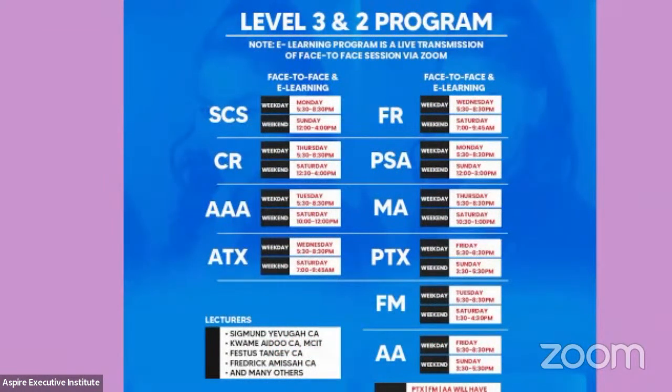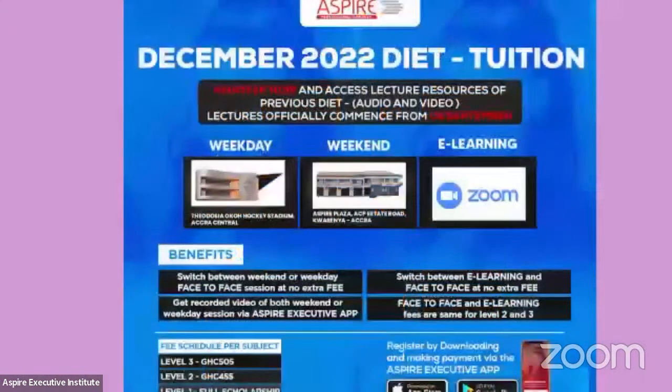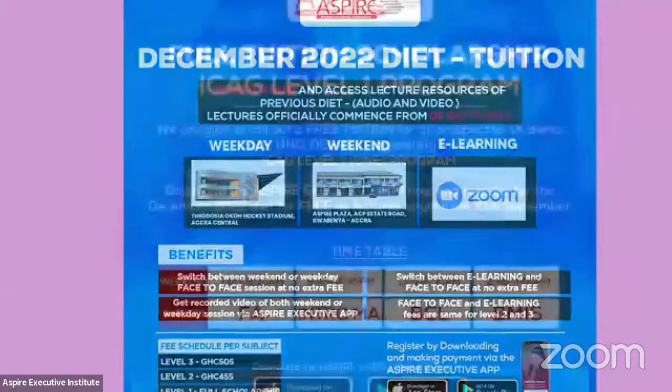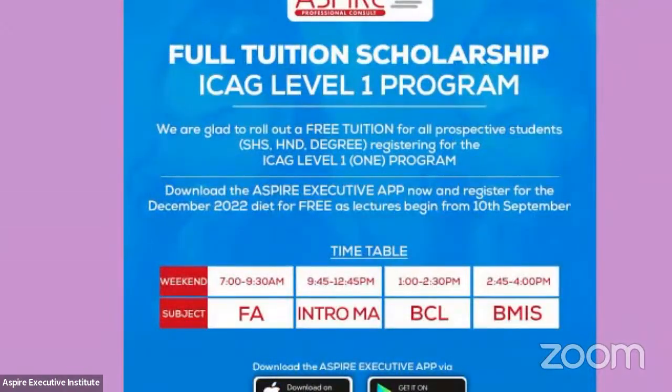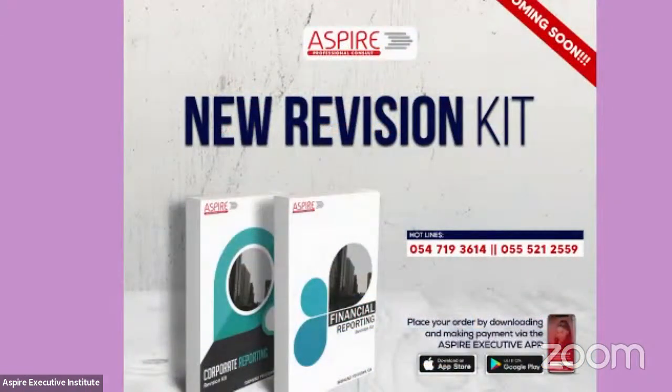So you need to go to the iOS store or the Android store, and then just type Aspire Executive Institute. Once you type Aspire Executive Institute in the search in any of these stores, our app will come up. You just download and install. It's a small app. It shouldn't take more than a minute or two to download and install.